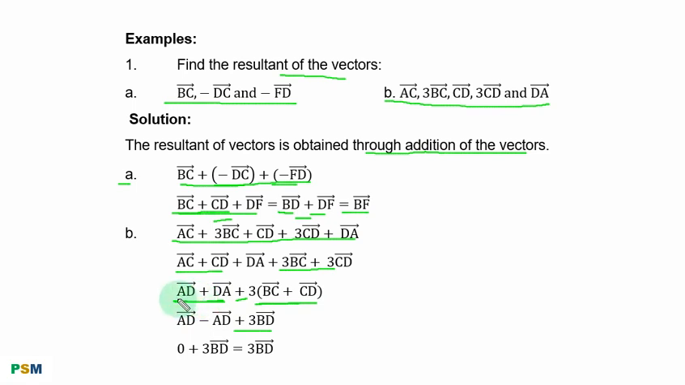This is DA. We can convert this to AD. It becomes negative. The same thing that happened here, the reverse is what you have here. Now, vector AD minus vector AD is equal to 0 plus 3 vector BD. And you have 3 vector BD as the resultant of these vectors.